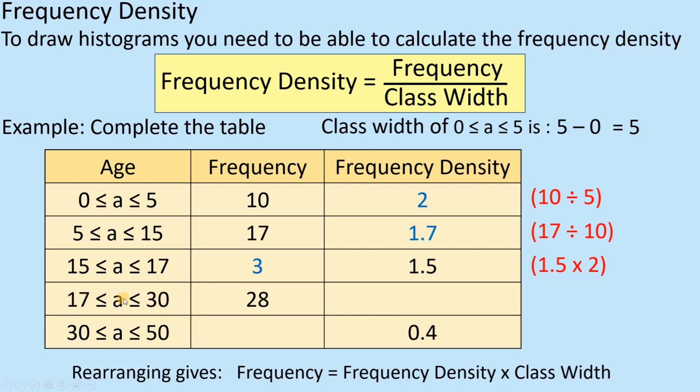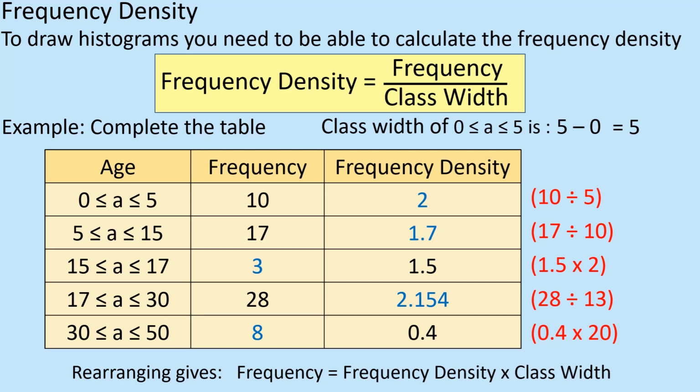And then over here, it's going to be the same as the first couple of ones. So the gap here is 13. So 28 divided by 13 is going to be 2.154. And then what we did last time, we did 0.4 times the gap, which is 20. So 20 times 0.4 is going to give us 8. All right, so there we go. That's filled in the table.